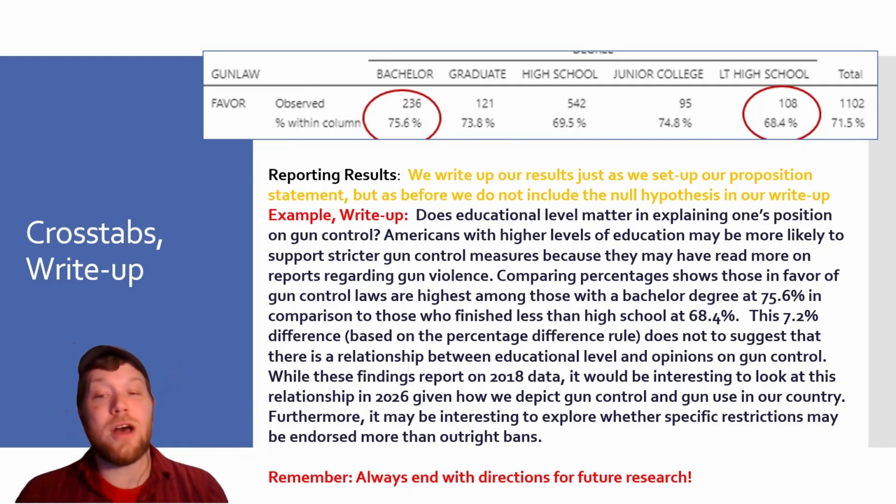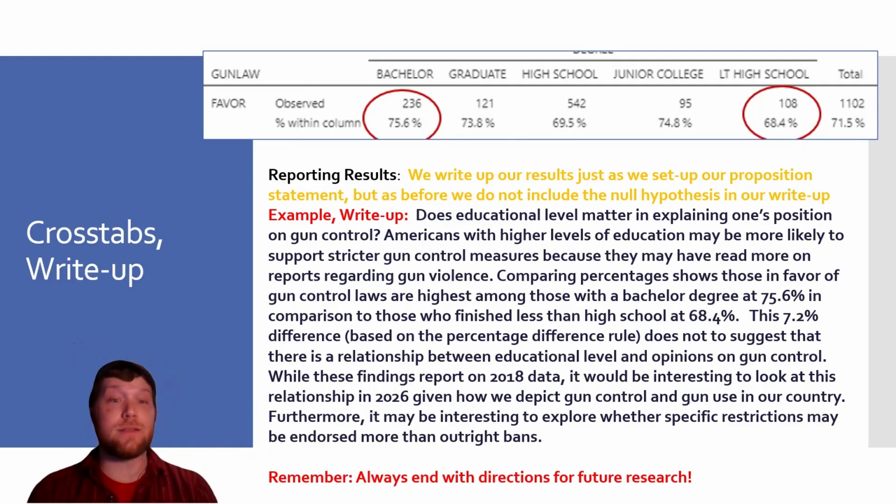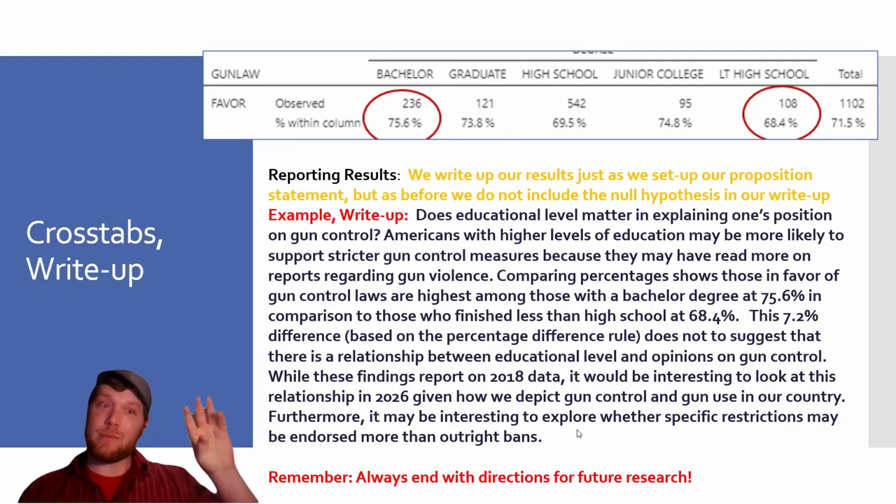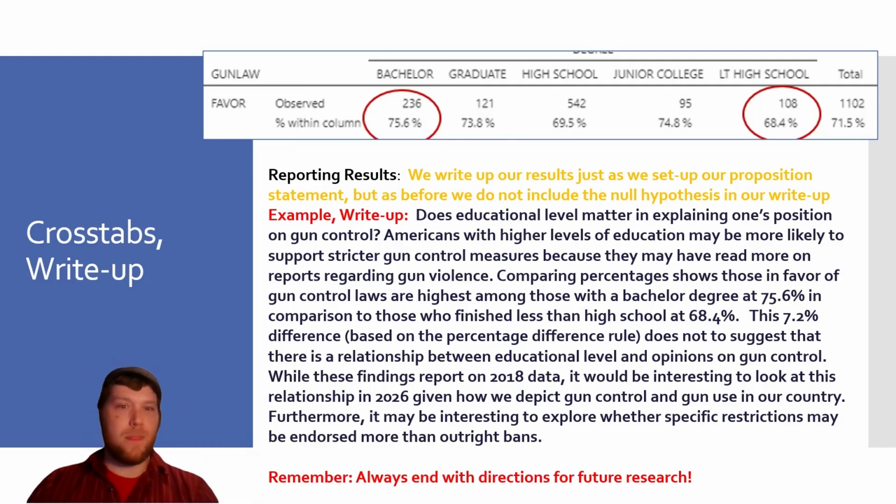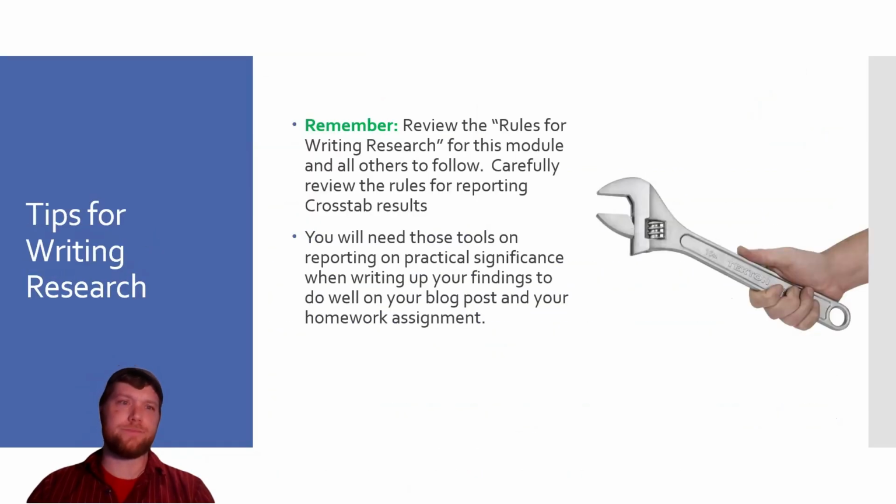And now I'm going to talk about future research. While these findings report on 2018 data, it would be interesting to look at this relationship in 2026 to see how we depict gun control and gun use in our country. Furthermore, it may be interesting to explore whether specific restrictions may be endorsed more than just outright bans. And this is just me talking, nothing super formal, just your own thoughts and opinions on that.